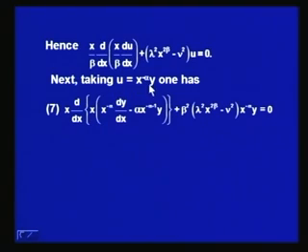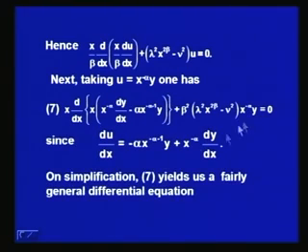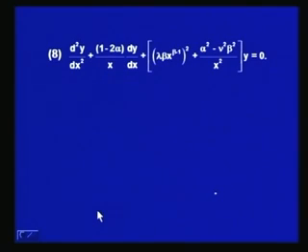So, d over dx of u will be x to the power minus alpha dy by dx minus alpha times x to the power minus alpha minus 1 into y plus beta square into lambda square x to the power 2 beta minus nu square into x to the power minus alpha into y equal to 0, where we have written the derivative of u like this. So, the value of du by dx we have put here. Now, on simplification, this equation 7 yields us a fairly general differential equation of second order.